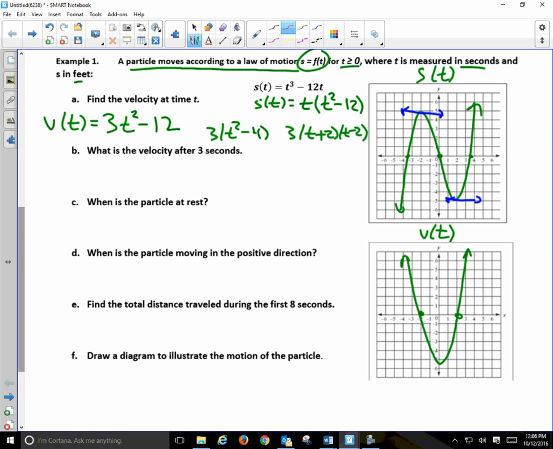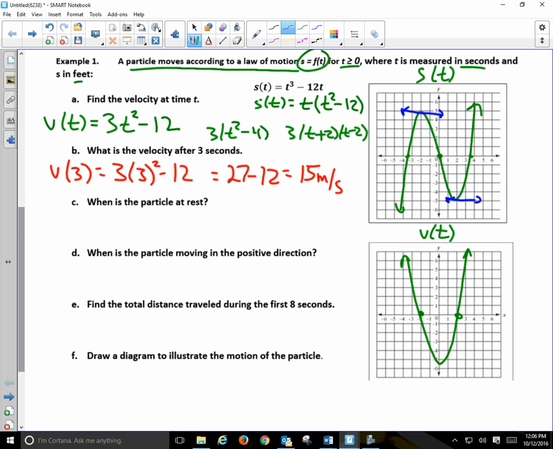So let's answer a couple more questions. How do we figure out what the velocity is after 3 seconds? I just plug in 3. So v of 3 is equal to 3 times 3 squared minus 12, which is 27 minus 12, or 15 what? Meters per second.